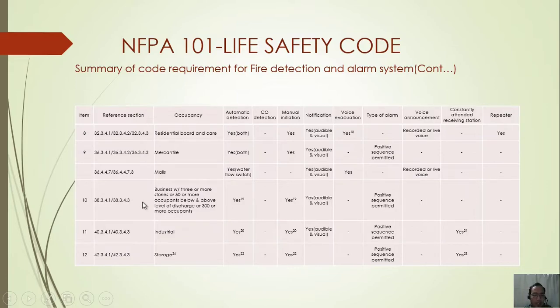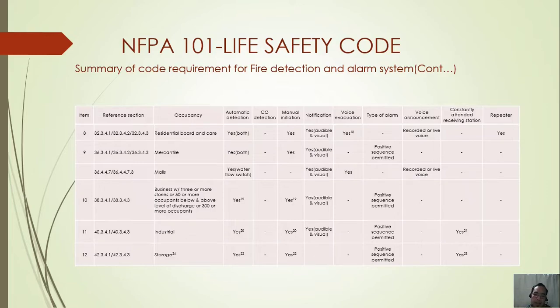Okay, the next one is business occupancy with 3 or more stories, or 50 or more occupants below and above the level of discharge, or 300 or more occupants. So these are the offices of buildings. So yes, detection is required. Sprinkler not required. Manual initiation, push station, yes. Audible and visual is required. Positive alarm sequence is permitted, okay?